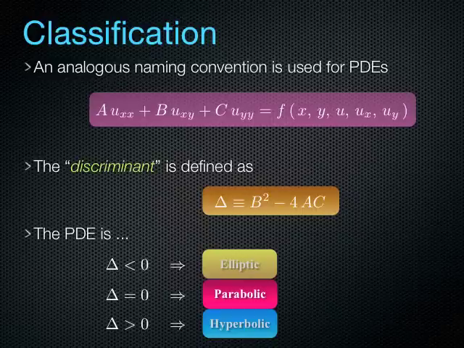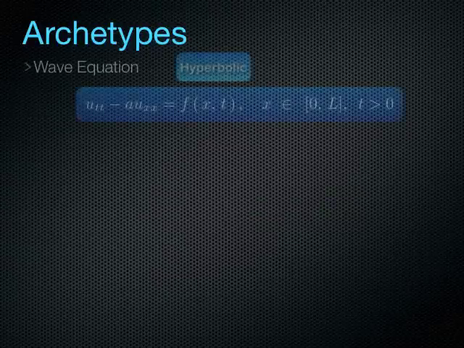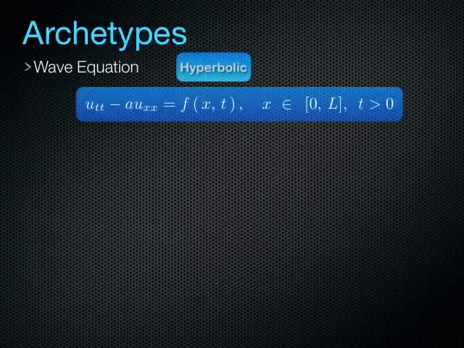But it is important for us to know whether the PDE is a parabolic, elliptic, or a hyperbolic PDE, because they display different character, and then different solution methods are matched to those characters. So it's important to classify them. So here are some archetype equations from each category.